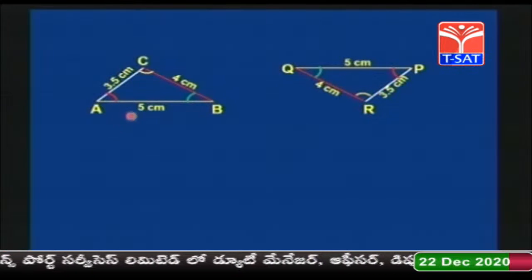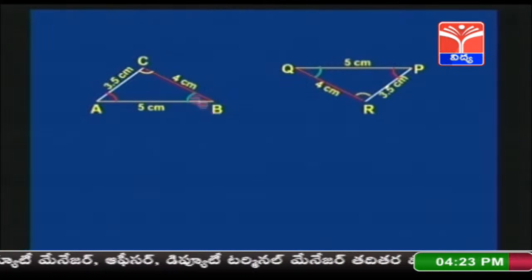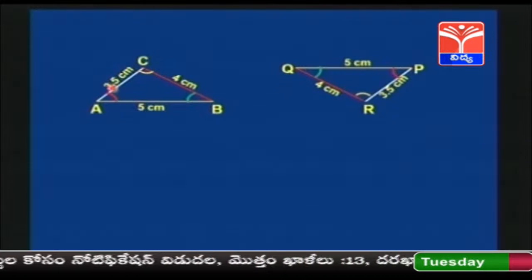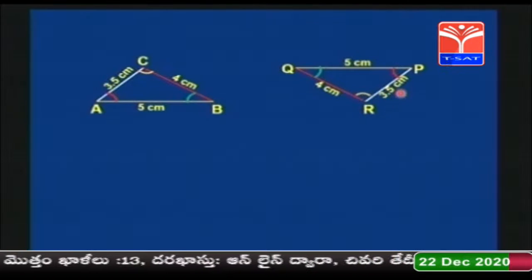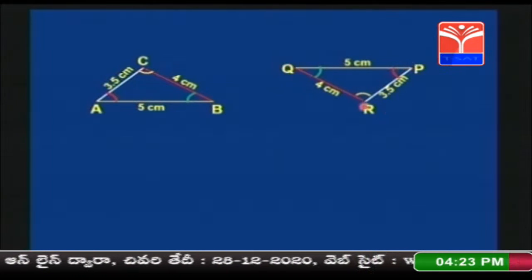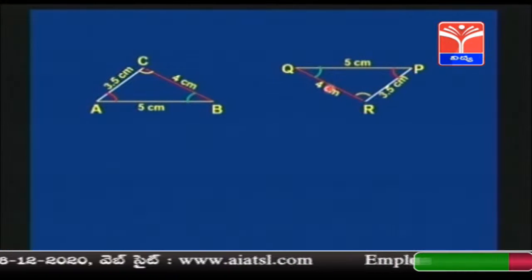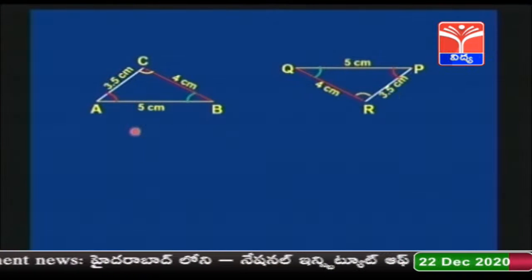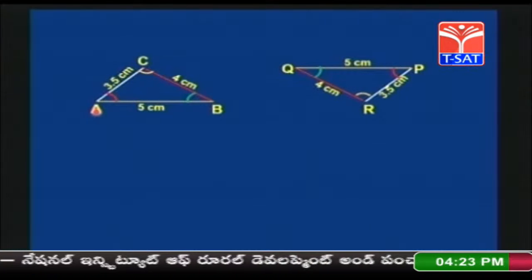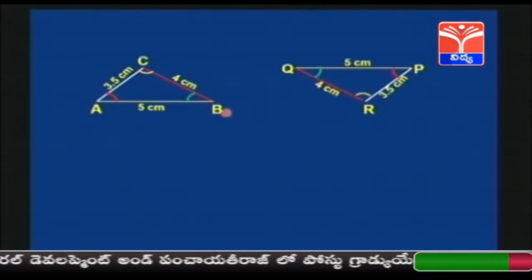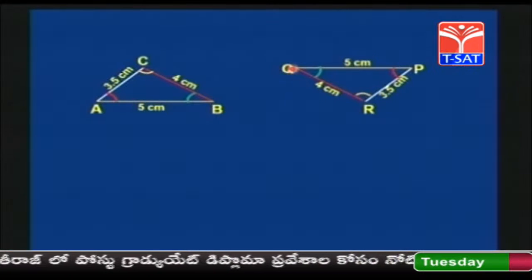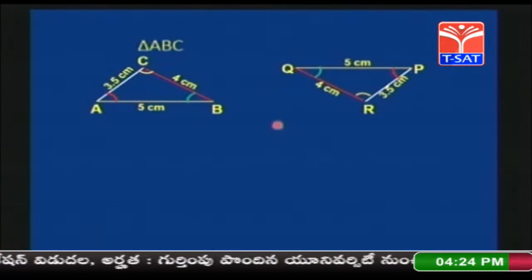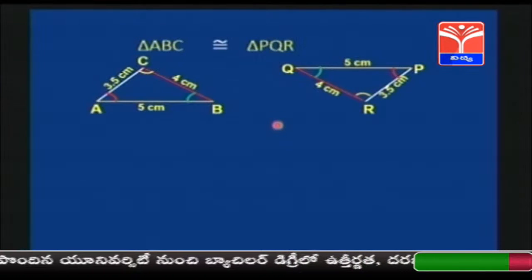Now students, see, follow the order from here: AB, BC and CA, 5 cm, 4 cm, 3.5 cm. In the same way in triangle PQR also, first PQ, QR, RP, 5 cm, 4 cm and 3.5 cm. Meaning here there is a one-to-one correspondence between the vertices. Here vertex A corresponds to vertex P, vertex B corresponds to vertex Q and vertex C corresponds to vertex R. So here triangle ABC is congruent to triangle PQR.